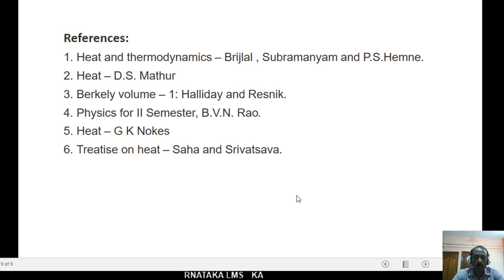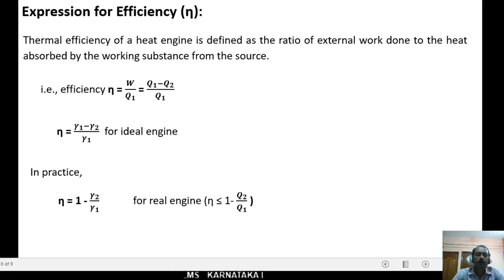That's all. Dear students, from this session we can learn the four-stroke nature of the Carnot heat engine and also the expression for efficiency of a heat engine.